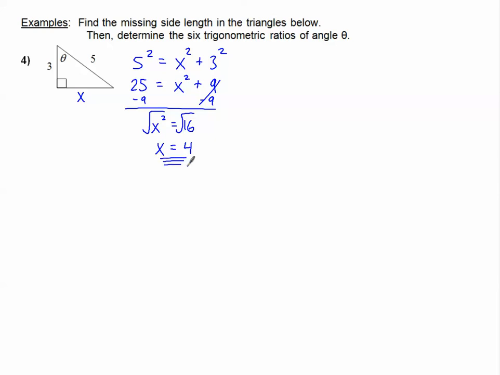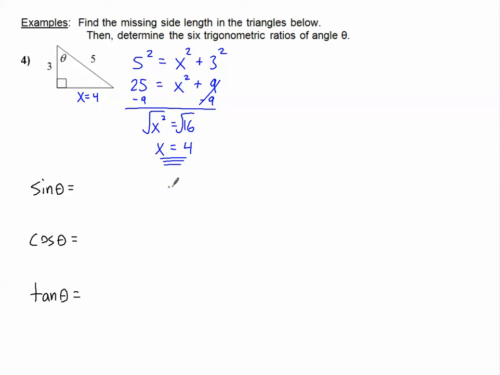So I now know my missing side. It is 4. And you probably already knew that because 3, 4, 5 is probably the most famous of the Pythagorean triples. So now that I have all 3 sides, I can find all 6 trig ratios. Let's find the sine of theta. Let's find the cosine of theta. Let's find the tangent of theta.